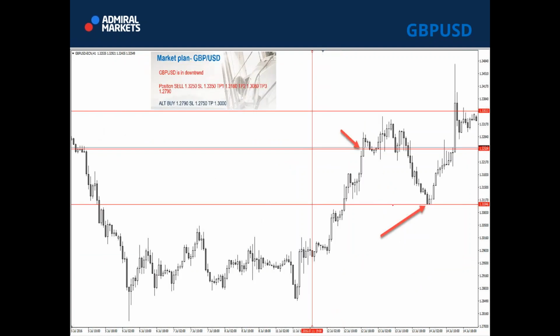Now, next one is GBP dollar, okay? GBP dollar was in a downtrend, and I told you that we could sell at 3250 with a 100 pip stop loss. And some traders actually asked me why I put a 100 pip stop loss.